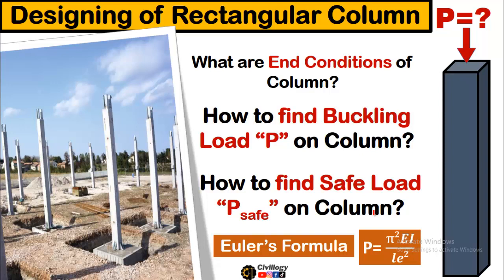If the dimensions of the column and the end conditions of the column are given, then how can we calculate the safe load which is bearable by this column? So we will be using Euler's formula. If you haven't watched the previous video, you must watch it. It is also very important to make your concept clear. That video is worth watching. In this video we are going to find the buckling load and then we will find the safe load. So having said that, let's proceed to our topic.